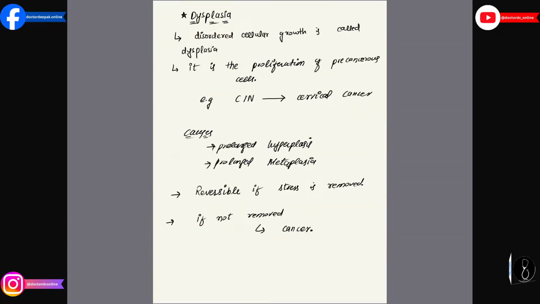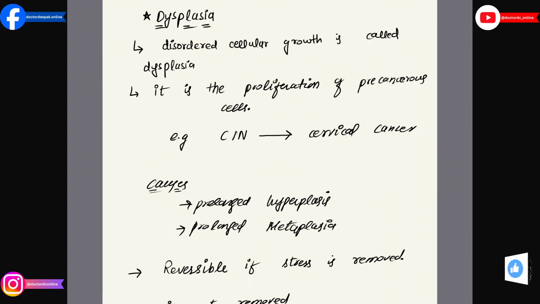Another important thing we are going to discuss is dysplasia. So first of all, what is dysplasia? Basically, it is disordered cellular growth. Disordered cellular growth is called dysplasia. So if they ask what dysplasia is, simply pick that it is disordered cellular growth, and it is the proliferation of precancerous cells.